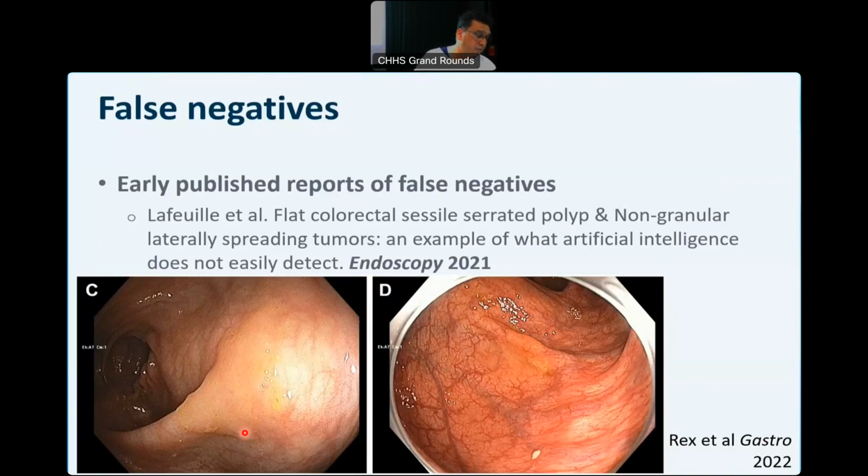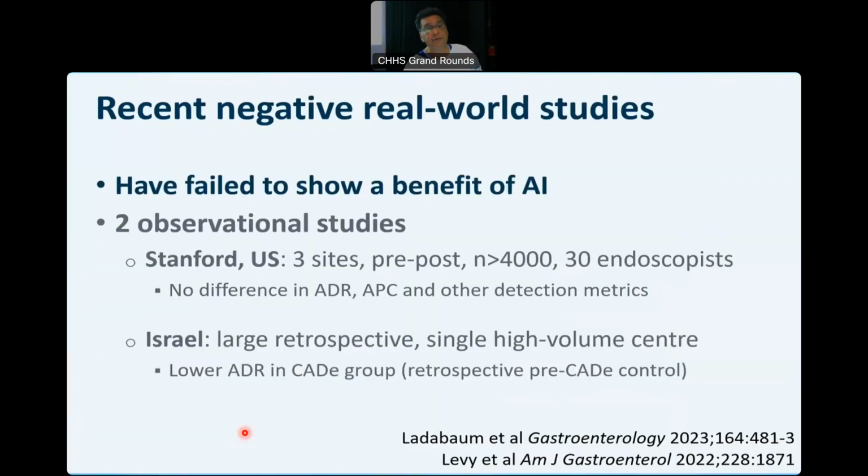But if you're pointing your scope to it, that means you already found it before the AI helps you to get it. So that is a limitation. And then there's been a few real world studies done. There are 2 observational studies, and there were 2 randomized controlled trials. And none of them showed a significant difference in terms of your adenoma detection rate between AI and your standard endoscopy.